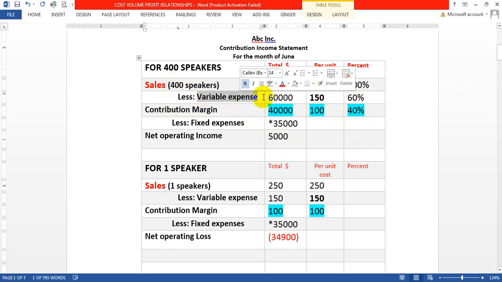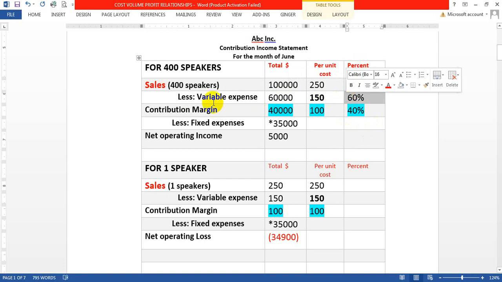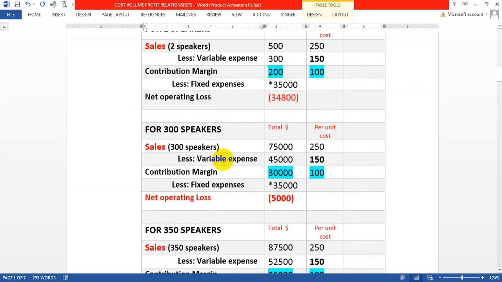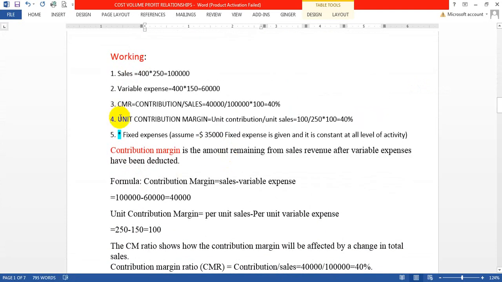The variable expense becomes the variable expense ratio when I divide it by sales, right? When I divide variable expense by sales, I will get 60%. Contribution margin 40,000 divided by 1 lakh means I am getting 40%, which is a ratio. So this ratio is called the variable expense ratio, and this ratio is called the contribution margin ratio. Okay, next, see unit CMR.